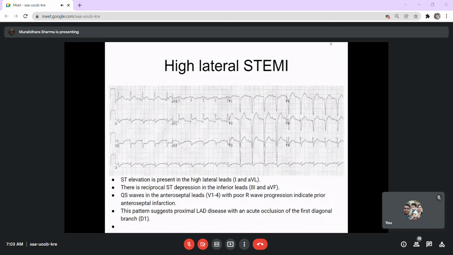Similarly, here is another example of the same issue, only with a slight variation in the intensity of the lesion. ST elevation is seen in lead 1 and AVL, as you can see in this ECG, and ST depression in lead 3 and AVF. This is also the same thing. Along with that, there is Q wave formation in the chest leads, typical Q waves in V1 to V4. That's again suggestive of a lateral STEMI.